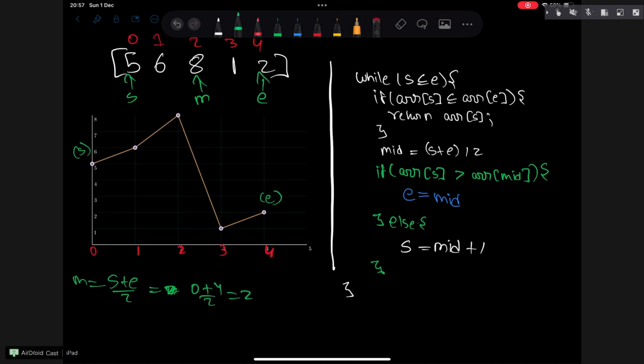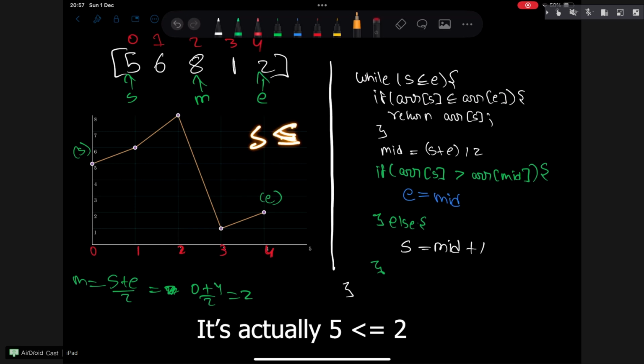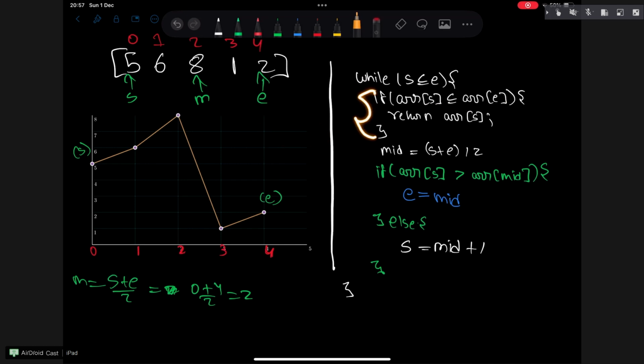Once we have mid, before calculating mid, we need to check if array of s is less than or equal to array of e. What is my array of s? My array of s is 5. Is 5 less than or equal to 4? The answer is no. So that is the reason this won't be executed. Then we'll find mid, so that is what we did.